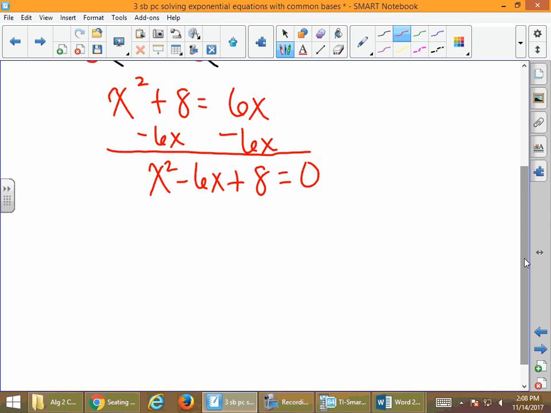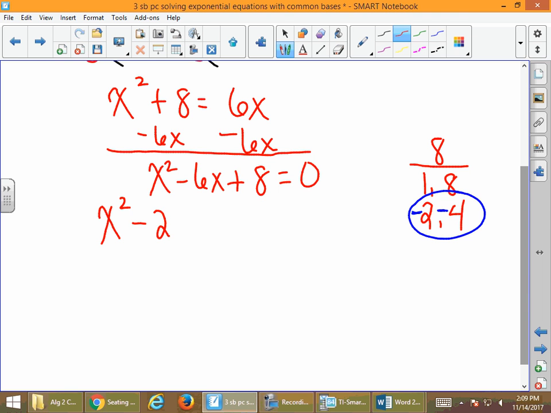When we factor, 1 times 8 is 8. And the factors of 8 are 1 and 8, and 2 and 4. Will either of those combine to be 6? It's going to be the 2 and the 4. And in fact, more specifically, it's going to be negative 2 and negative 4. And we're going to split them out. It's going to be x squared minus 2x minus 4x plus 8.